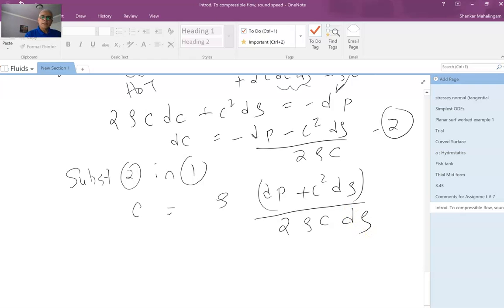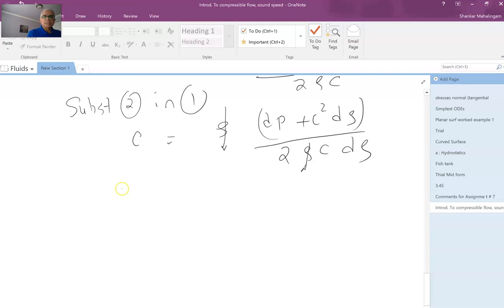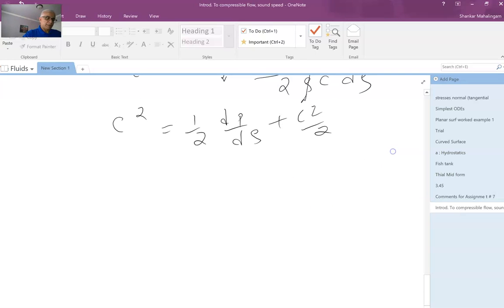Okay, the rhos cancel out, and what I'm left with is C squared equals 1/2 dP over d rho plus C squared over 2. I can rearrange this and obtain dP over d rho equals C squared. So this is equation 3.